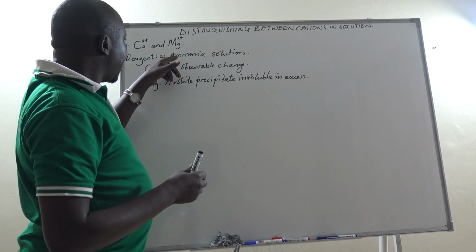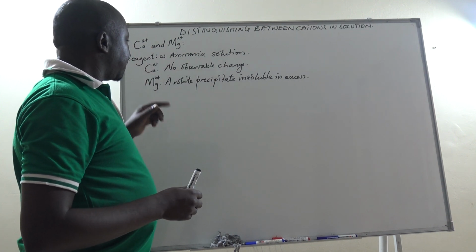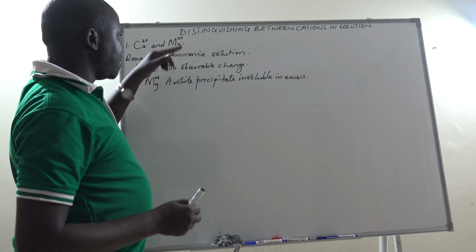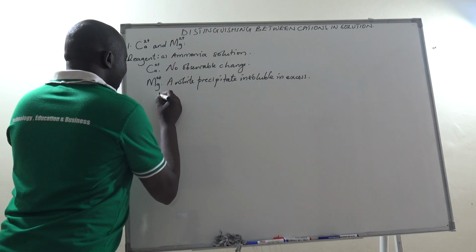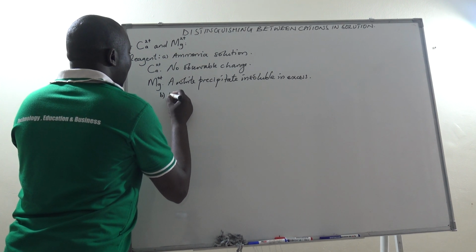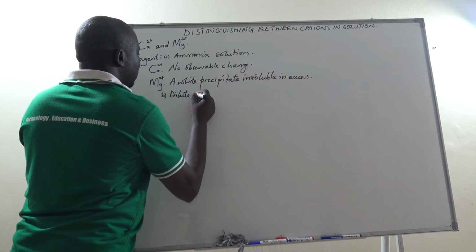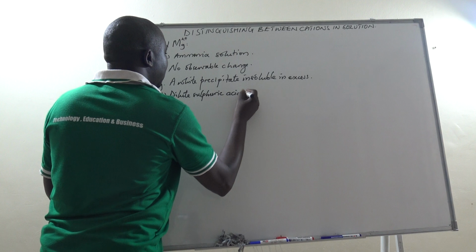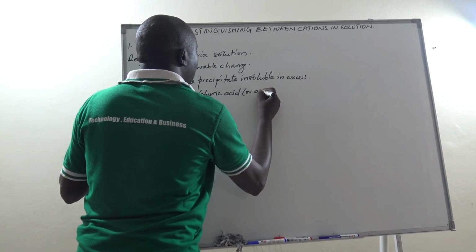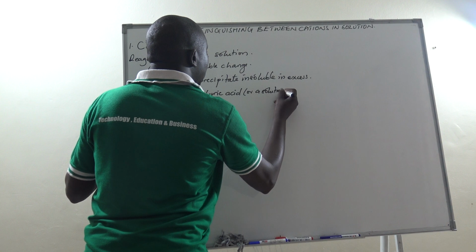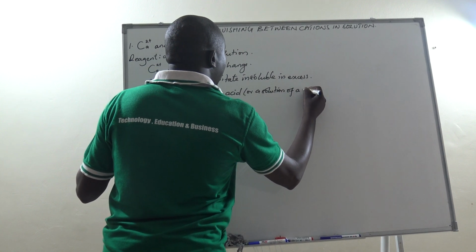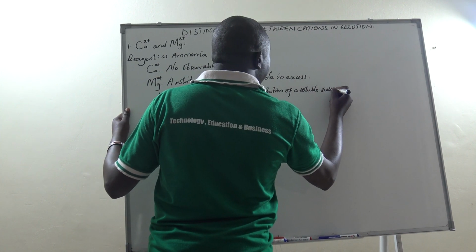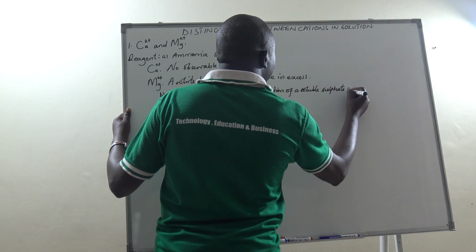So it's a good reagent for distinguishing between calcium ion and magnesium ion in solution. Another reagent that we can use can be dilute sulfuric acid or a solution of a soluble sulfate salt.